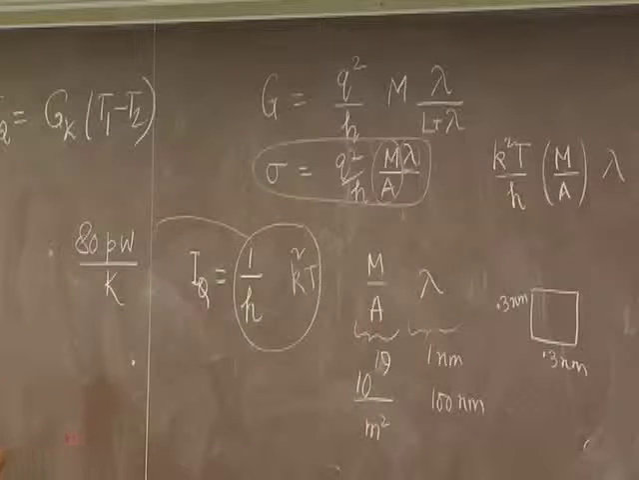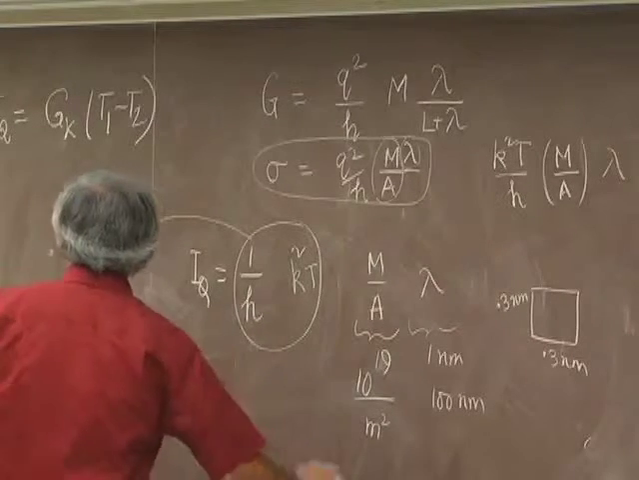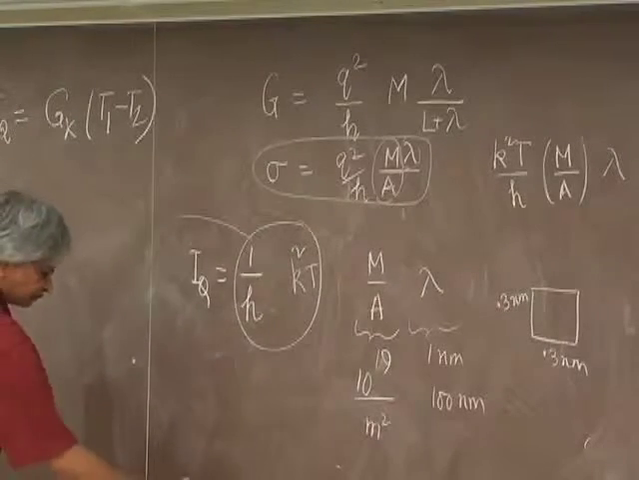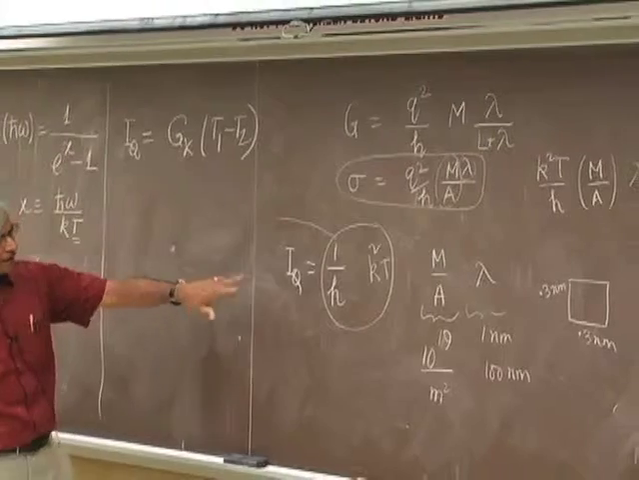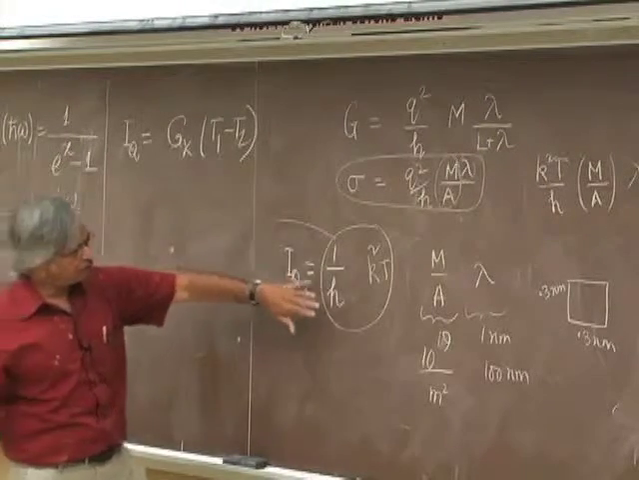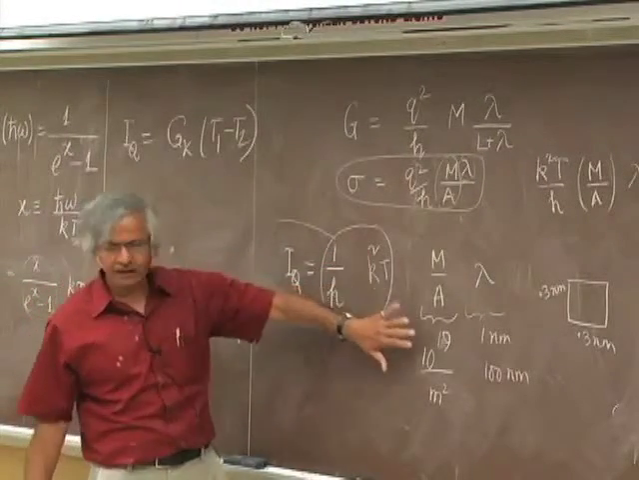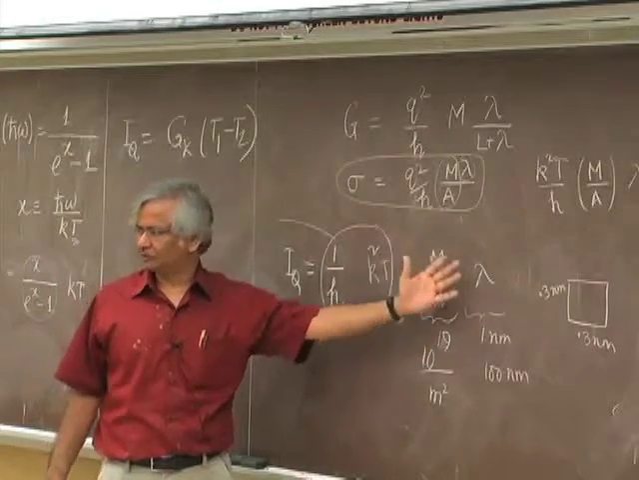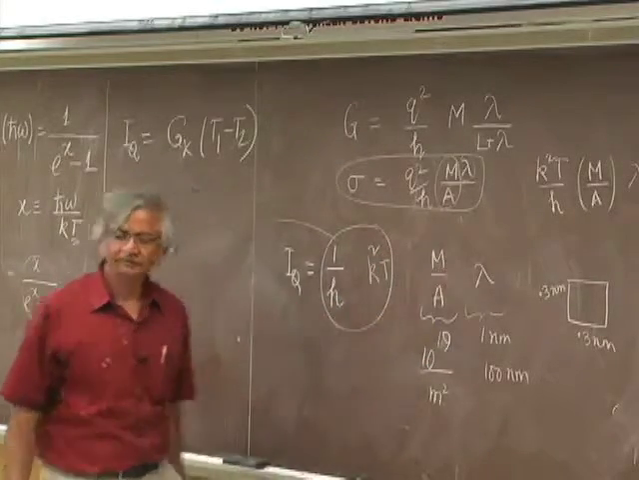Could you run through that argument once more? Why is the wavelength so short? This is the argument I went through. By the way, just to complete that, if you put in this 80 picowatt per Kelvin and go through this, you'll get numbers typically like what you see for thermal conductivity of materials. It would be about right.